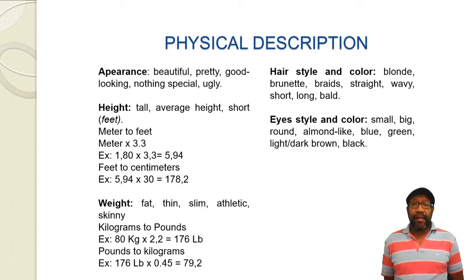You can have hairstyle and color: blonde, brunette, braid, straight, wavy, short, long, bald. I myself am going bald, so I'm not very into hair anymore. Eyes, style and color: small, big, round, almond-shaped, blue, green, dark, brown, black, whatever. Of course, we also have skin color, right? Black, white, some people say brown.